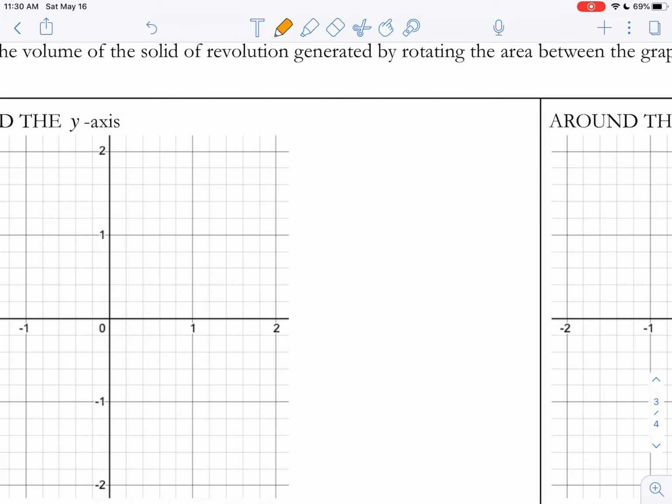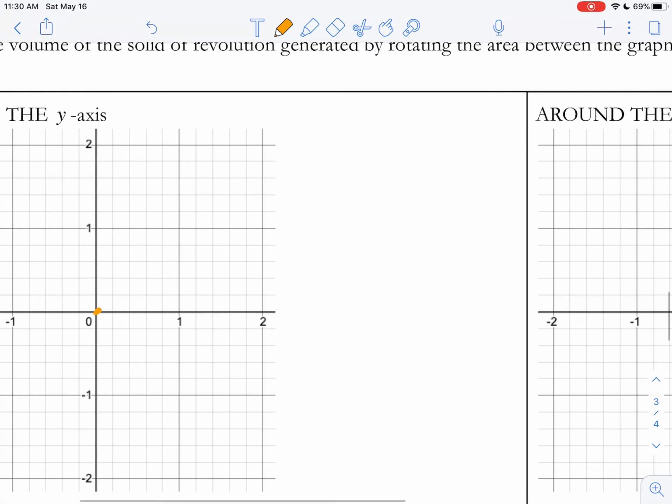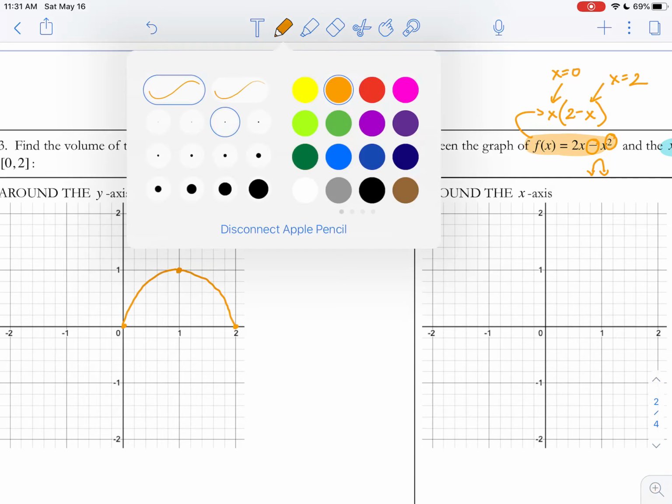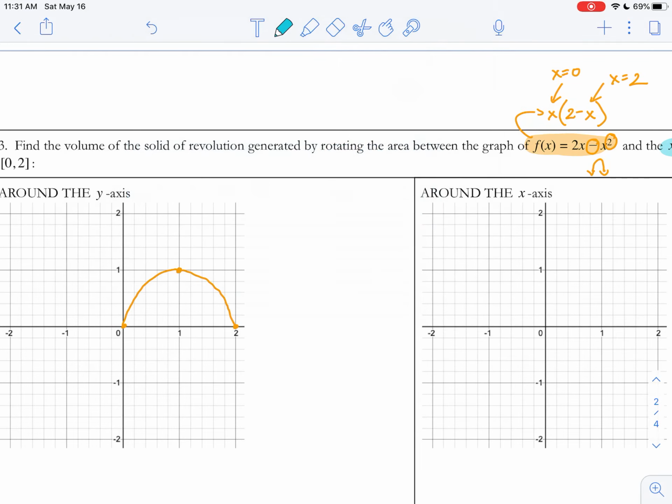So I know that I cross at 0, I cross again at 2, and let's plug in the number 1 and see what happens. So 2 times 1 is 2, minus 1 squared will give us 1. So that means when the x value is 1, the y value is 1. And so what we end up with is just this part of the upside down parabola. Now the region is sealed off with this x-axis as sort of the bottom, okay?